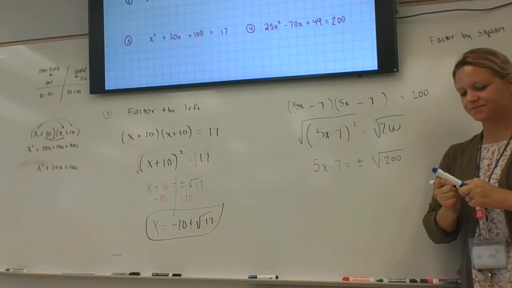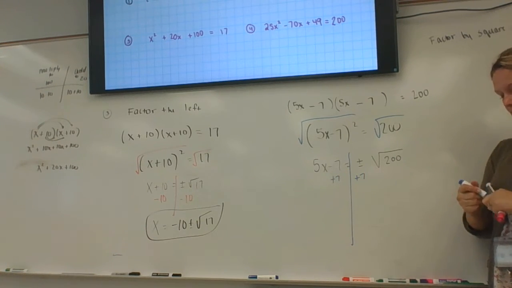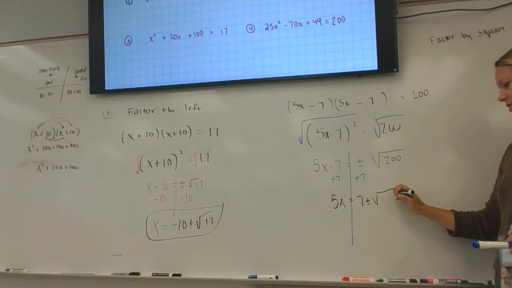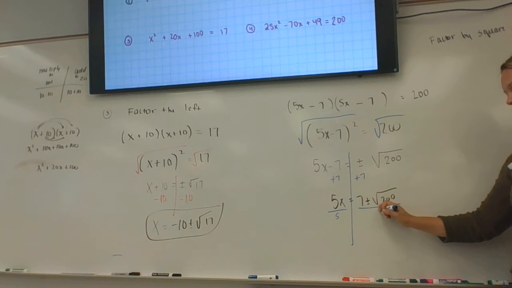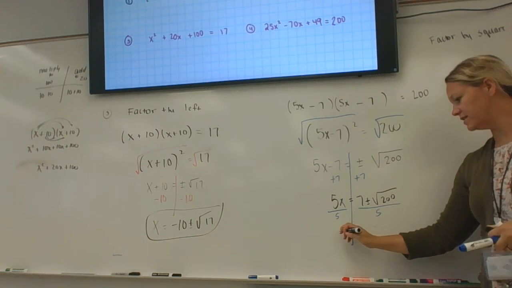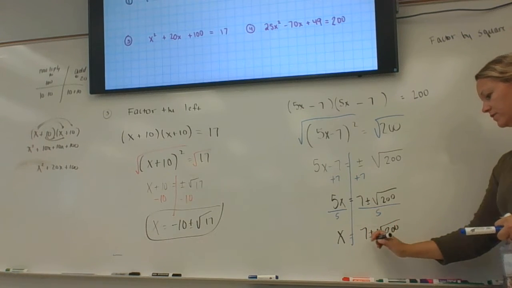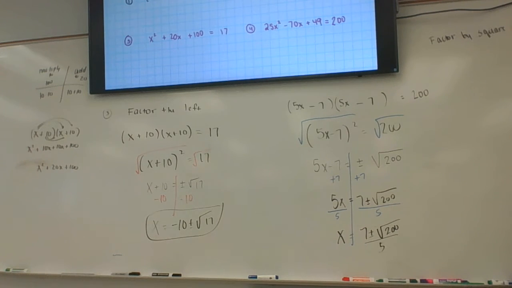Square root of 200. I'll add 7 first. And I still have a 5 in front of x. 7 plus or minus the square root of 200. And then when I divide by 5, this whole thing divides. And it's x equals 7 plus or minus the square root of 200 over 5. And this is like all of the steps done. That's a lot of steps getting x alone. But for full credit, your radicals have to be in the simplest radical form.